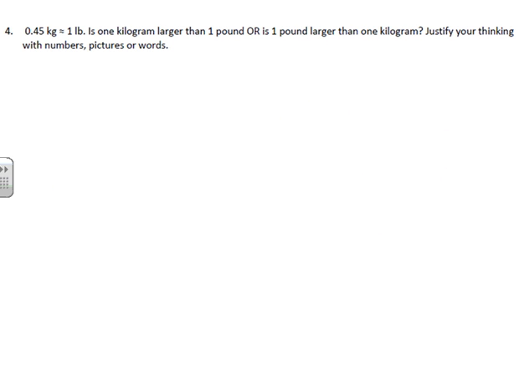Number 4, 0.45 kilograms is about equal to 1 pound. Is 1 kilogram larger than 1 pound, or is 1 pound larger than 1 kilogram? It does tell us to justify our thinking, but we can use numbers, pictures, or words. Personally, this makes the most sense if I sketch out a picture.